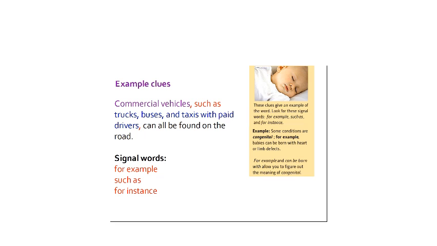In the picture, the example says some conditions are congenital. For example, babies can be born with heart or limb defects. Congenital means something that you're born with, because they give the example of being born with two kinds of defects.